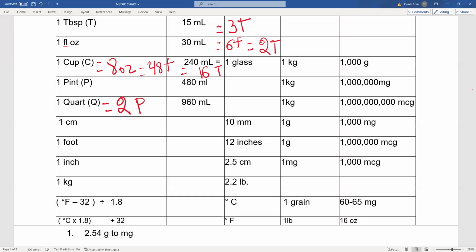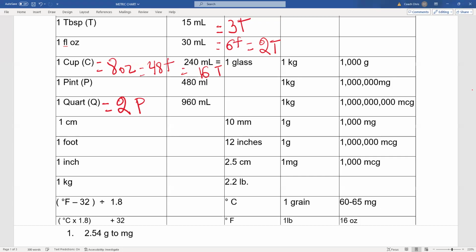So 1 foot equals 12 inches. From foot to inches, you multiply by 12. From inch back to foot, you divide by 12. So 1 inch equals 2.5 centimeters. You see that? 1 inch equals 2.5 centimeters.